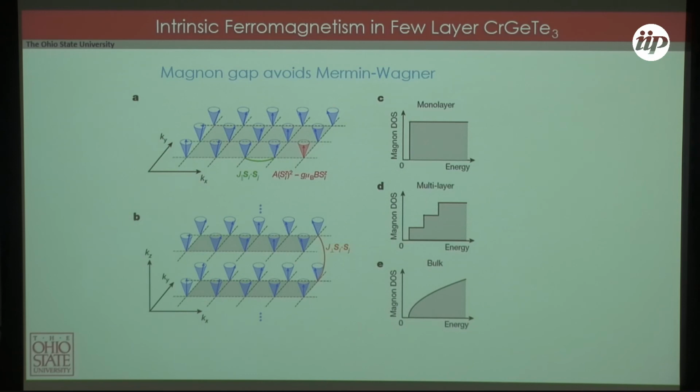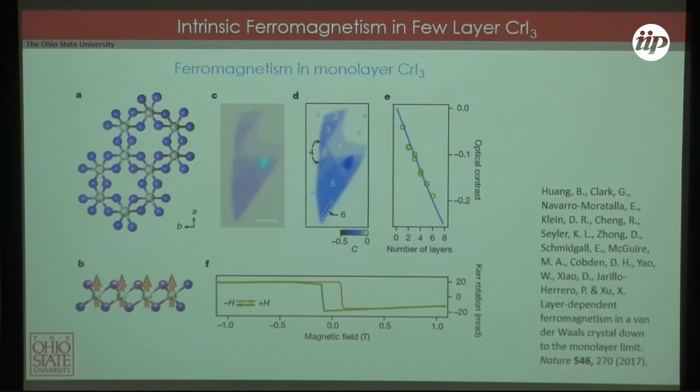Back to back with this work is one by the University of Washington group, Xiaodong Xu. This is monolayer chromium triiodide. They have many different thicknesses, and they also use the magneto-optic Kerr effect. This has a very strong out-of-plane anisotropy, which gives you a nice square loop, and this is in the monolayer regime.